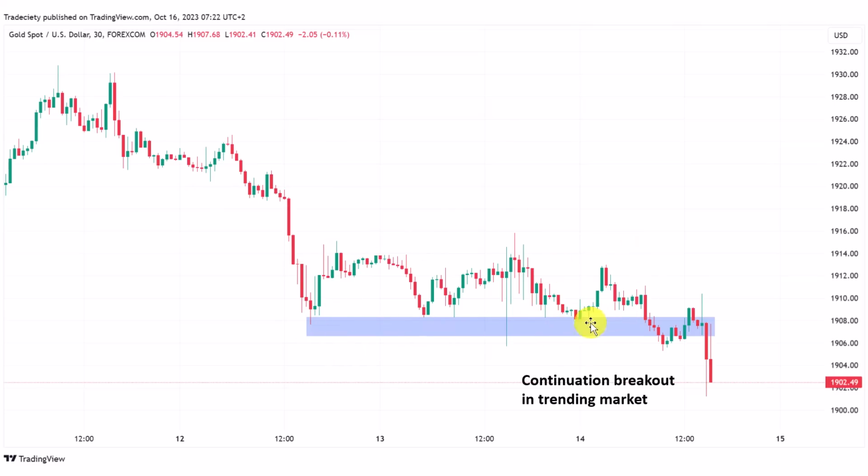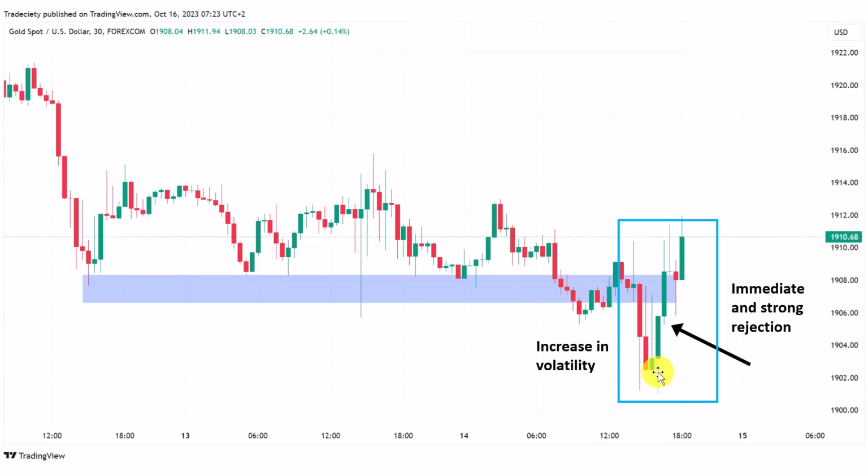It's very important to understand that the longer a sideways phase goes on in an established trend, the lower the likelihood of a continuation. So when you see that the market has been trading sideways for a long period of time after a trending move, I would already be cautious. Here we are now seeing a breakout, a continuation breakout in this trending market.